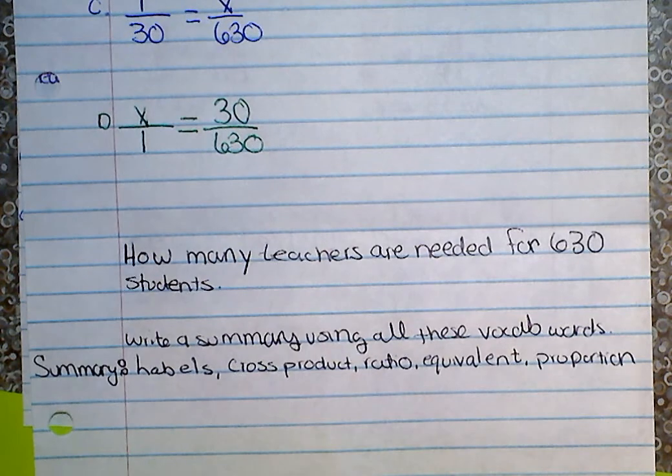And last but not least, you have to write a summary using all of these vocabulary words. I know labels isn't a vocabulary word, but I still want you to use it in there. So write a summary about proportions using all of these words. I know, but it really shouldn't be that hard, and you could look back at your notes to possibly help you.